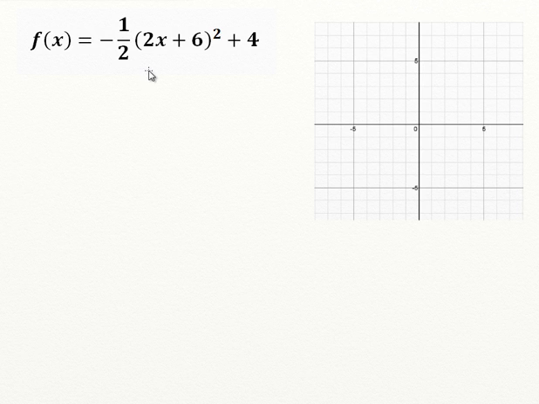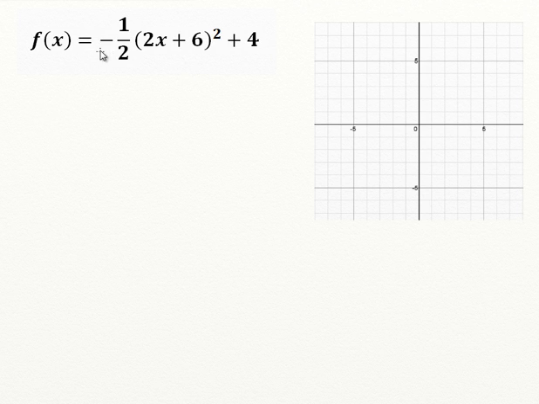In this example, we're going to sketch this quadratic function. We can clearly see it's a quadratic. It's got a degree of 2, and therefore we know it's based on the parent function, which is just f(x) = x squared.